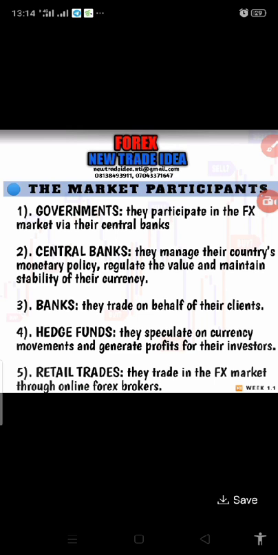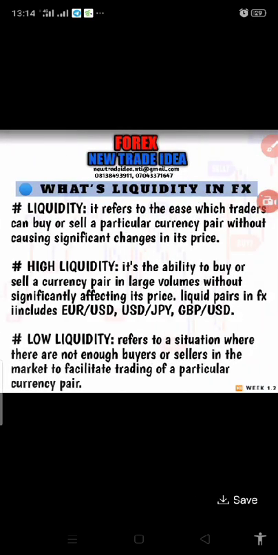Okay, let's move to the next one. What is liquidity in forex? Liquidity refers to the ease with which traders can buy or sell a particular currency pair without causing significant changes in its price. It's simple. Liquidity is the ease at which traders can either buy or sell a particular currency pair. There are currency pairs that have high liquidity, and high volatility, as the case may be. Liquidity just has to do with the availability of cash, the availability of money, so people are willing to trade or buy this particular currency pair.